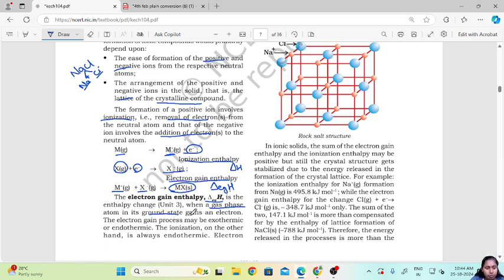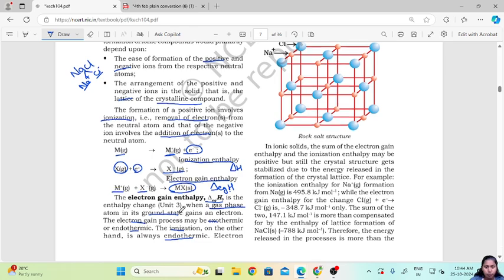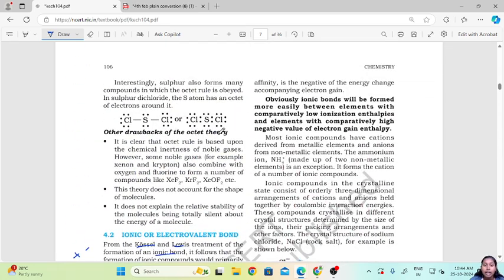Now the electron gain process may be exothermic or endothermic. The ionization, on the other hand, is always endothermic. So the electron gain process can be either exothermic or endothermic, whereas ionization is always endothermic in nature. Now, electron affinity is the negative of the energy change accompanying electron gain.